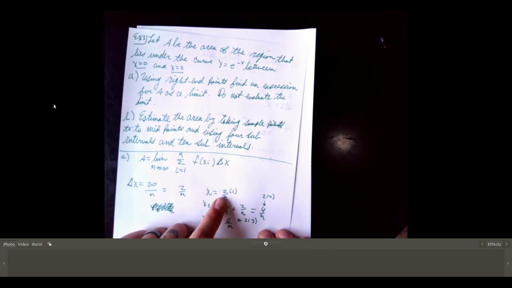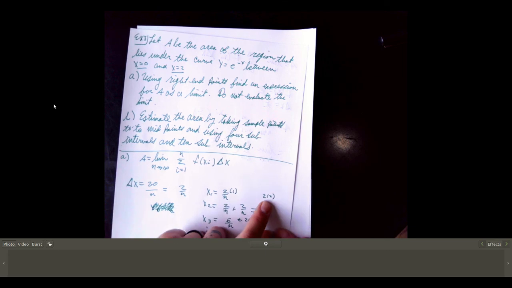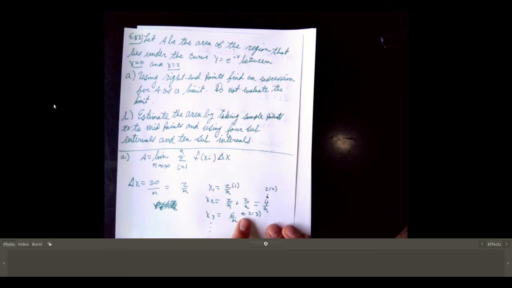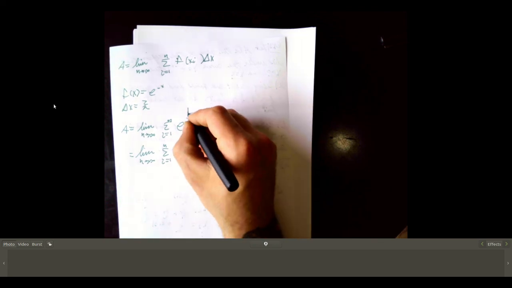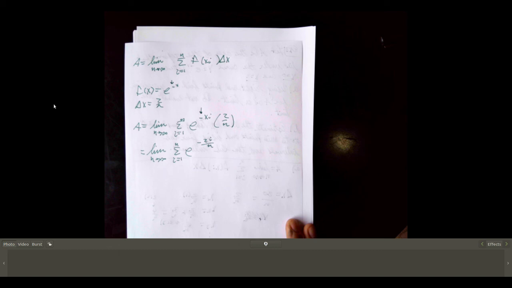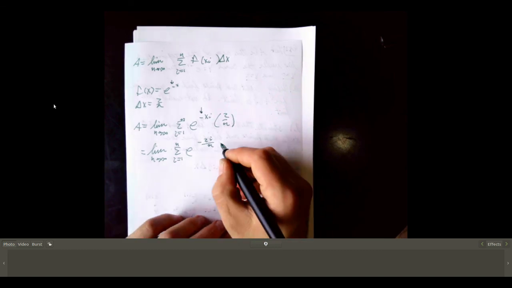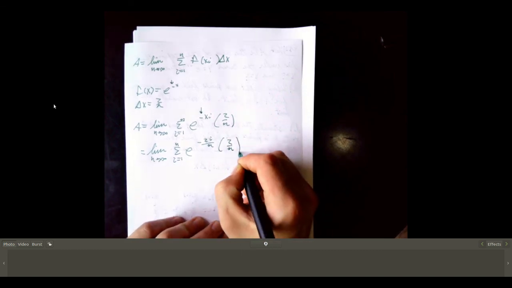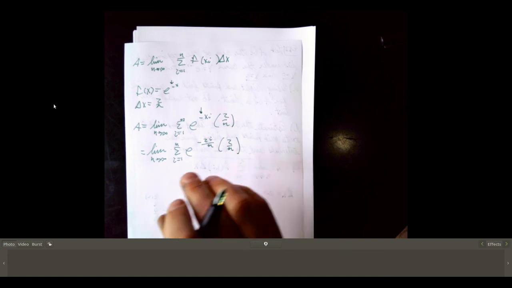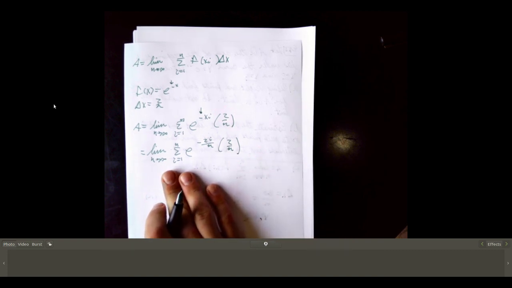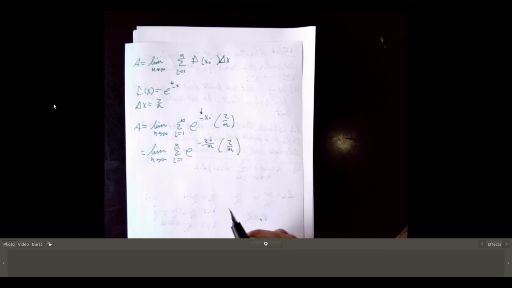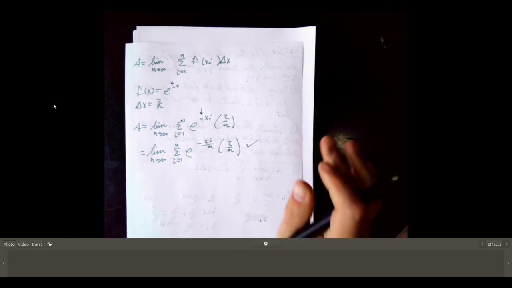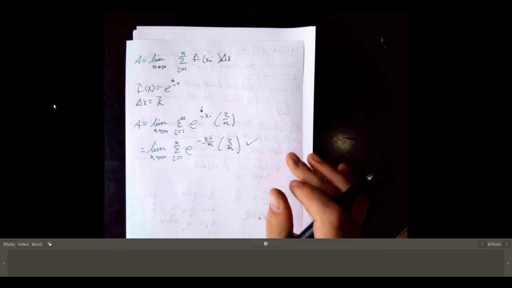We'd have 2 times 1 divided by n, 2 times 2 divided by n, 2 times 3 divided by n. That negative sign is that negative sign, which is that negative sign. It's just been there all along. Times 2 over n. So this is the limit. This is using right endpoints to find an expression for A as a limit. Done. We don't have to evaluate this thing, which is perfect.